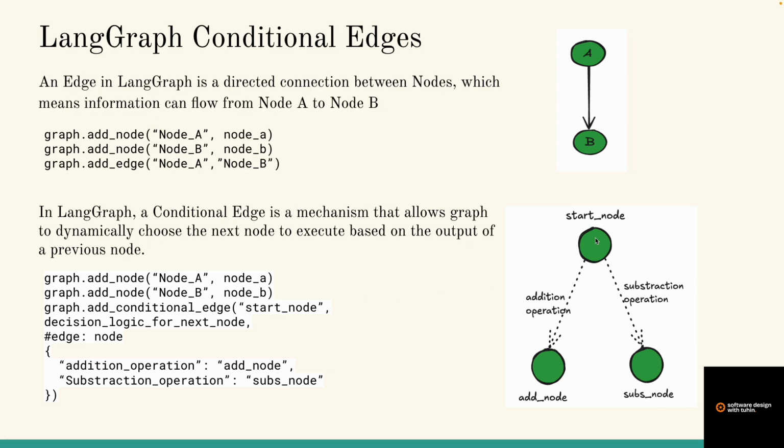One is the start node, and the decision logic for the next node. The decision logic is a function which will decide how to move to the next node, and finally we need to give the next node definitions, which will come as a key-value pair of edge and node. So first we give the addition operation, this is the edge, and the corresponding node where it will finally go, and for the subtraction operation it will go to the subtraction node. Okay, so let's see it in action.